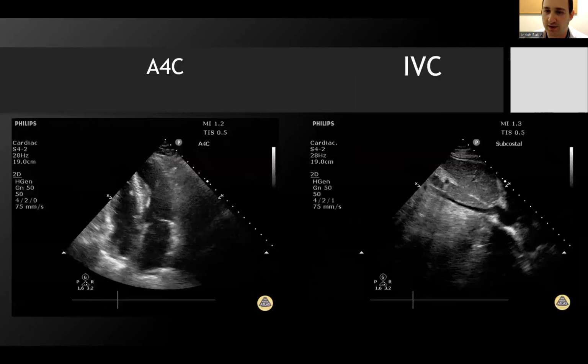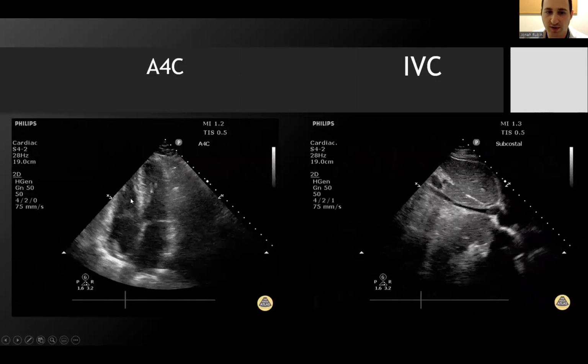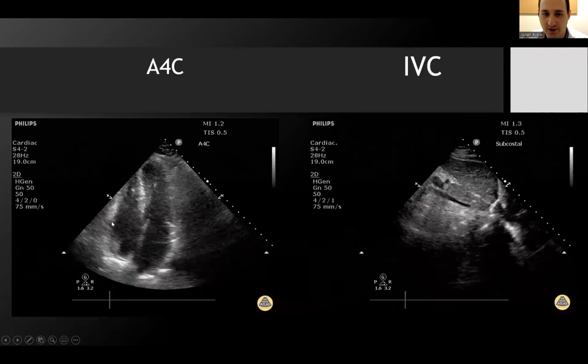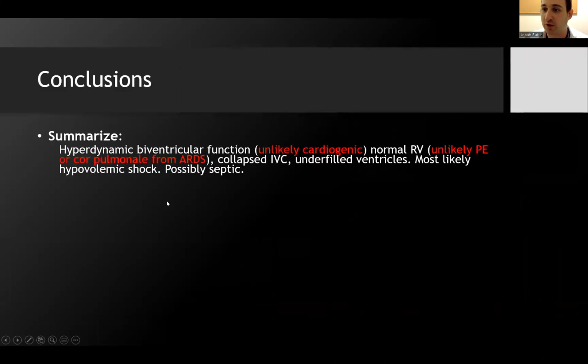Let me go back and point that out here. So here you have an RV that's compressing entirely. It's not enlarged over the LV. The TAPSE here, which we didn't measure quantitatively, but you could see that the annulus is moving up and down, right? So we probably don't have a PE. We have a collapsed IVC and underfilled ventricles. This is most likely hypovolemic shock, possibly septic shock, or both.